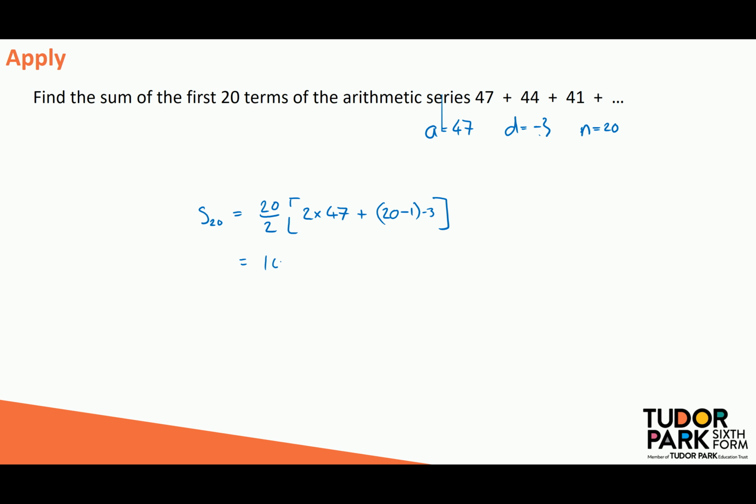That gives me 10 lots of 94 minus 19 times 3, and at this point I resort to my calculator, or I'm very quick at mental maths. We've got in here 370, so the sum of those first 20 terms is going to be 370.